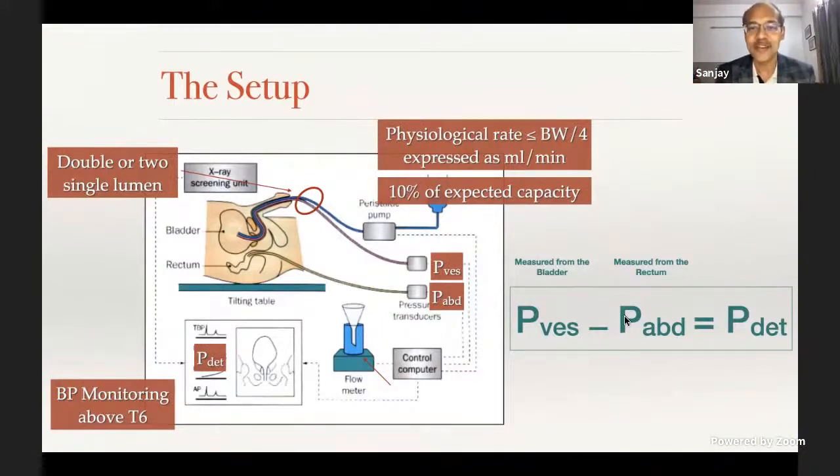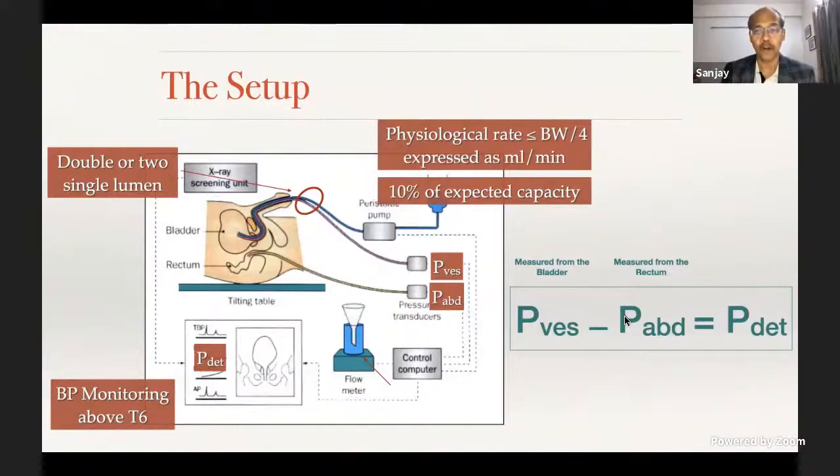The rate at which we fill the bladder is typically in milliliters per minute. And to fill at a physiological rate would take hours to do. So you need to typically fill at supraphysiological rates. You would like to fill at about 10% of the expected capacity in milliliters per minute. So let's say if you expect a capacity of 300, then filling at 30 milliliters per minute is usually okay. And these will all be supraphysiological. In terms of what's physiological, if you take the body weight in kilograms and divide it by 4, then that is considered the upper extreme of what could potentially be a physiological flow in that individual.